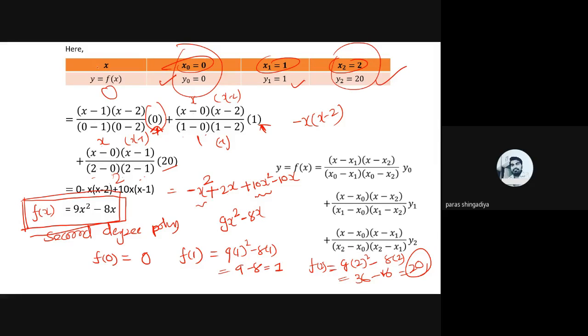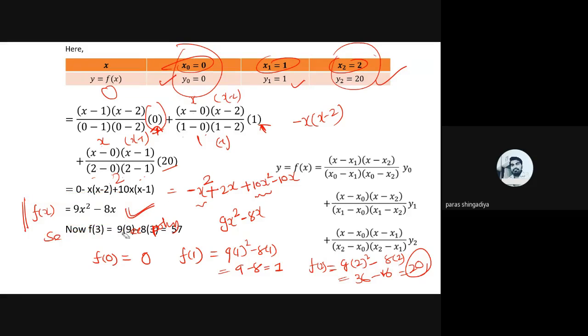Means it is the mathematical model of this data. It is the mathematical equation of this given data. And now by using this equation we can find any value. We can find any output for any x. Clear? So here f of 3 is required.